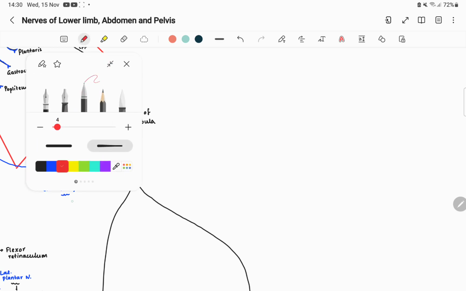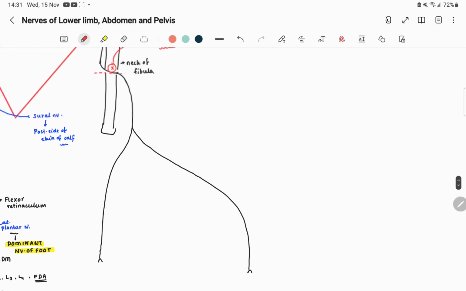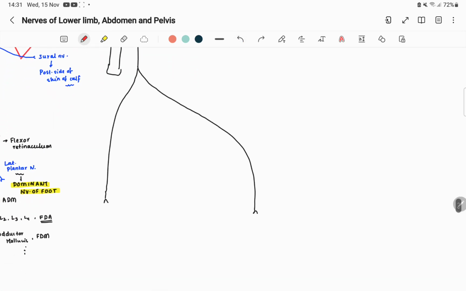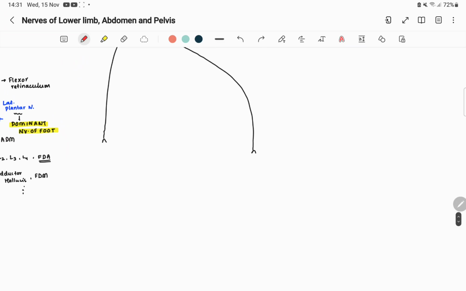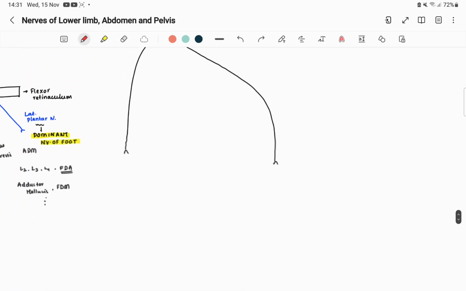If there is a fracture of the neck of the fibula, then what will occur we will see, because this common peroneal nerve will be cut. So the deep peroneal nerve will be damaged, and the superficial peroneal nerve will also be damaged. So we will see what the effect will be if the neck of the fibula is fractured.